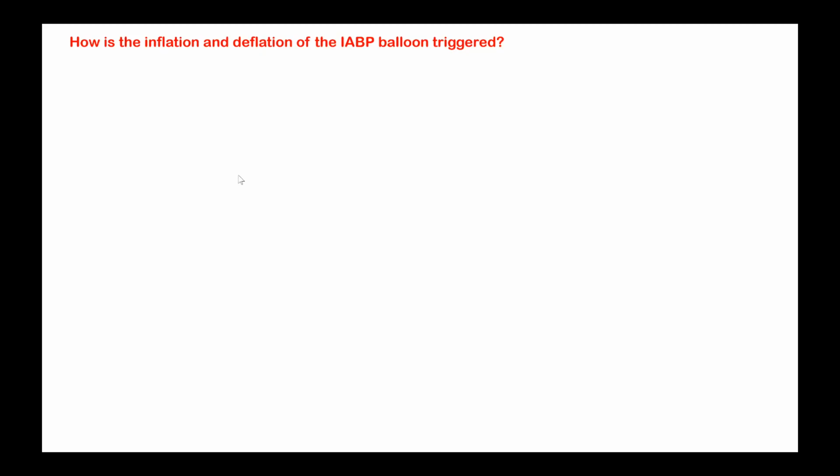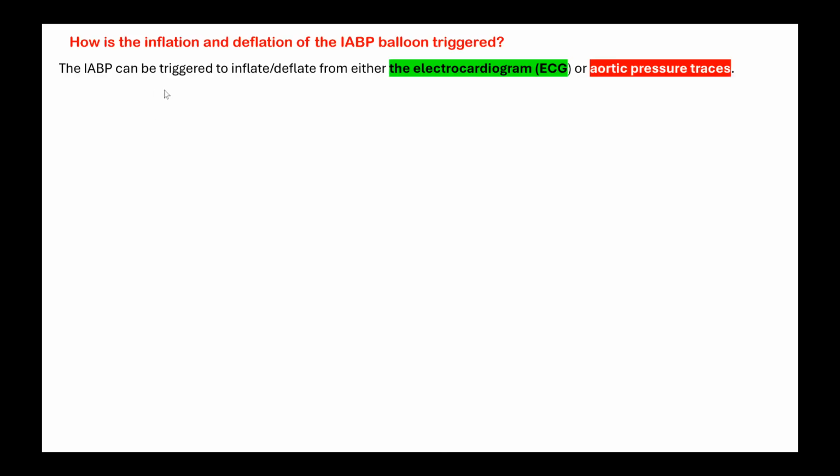When should the inflation occur? When should the deflation occur? Inflation in diastole, before systole deflation. Very good. So in diastole, it will inflate and offer some resistance and allow more coronary perfusion to happen, and it should deflate when the systole is taking place.